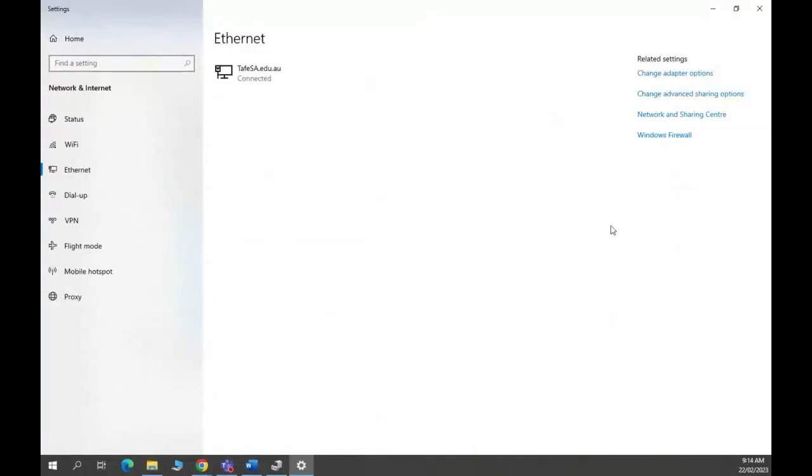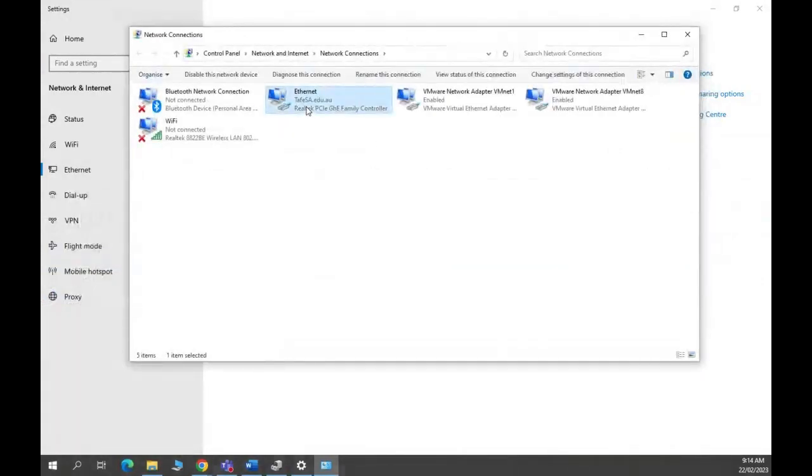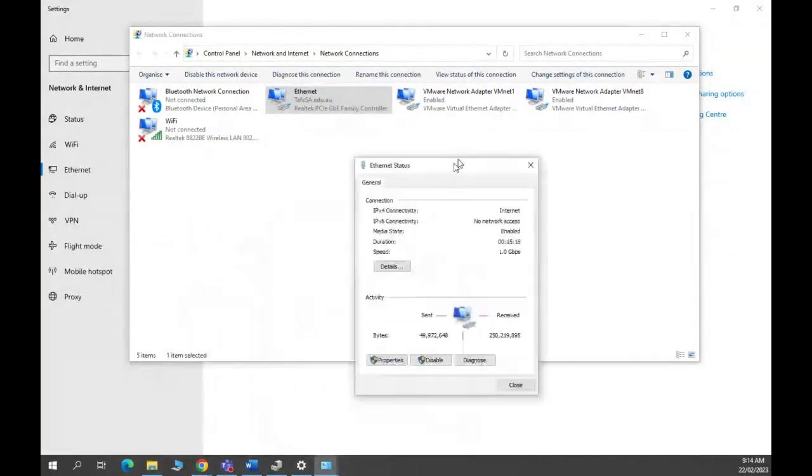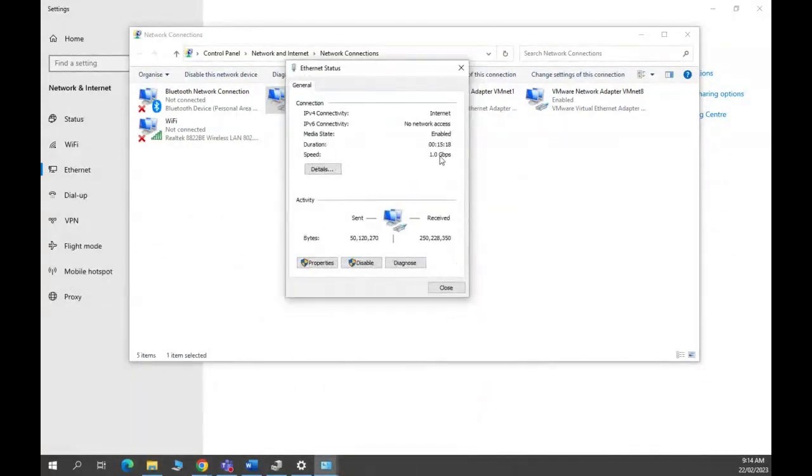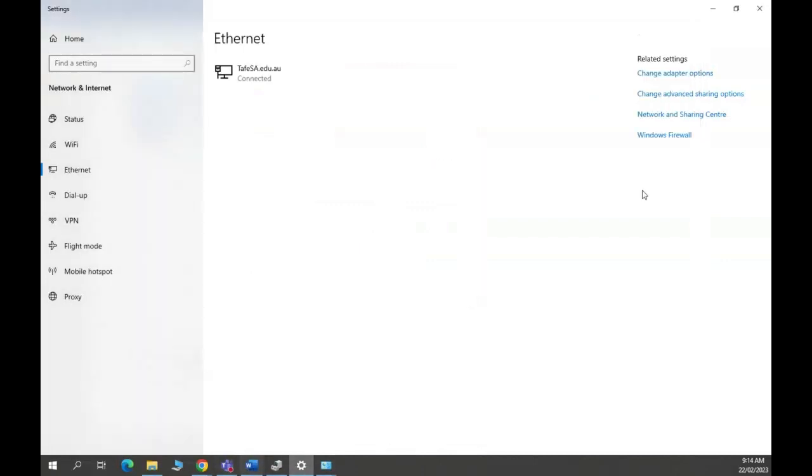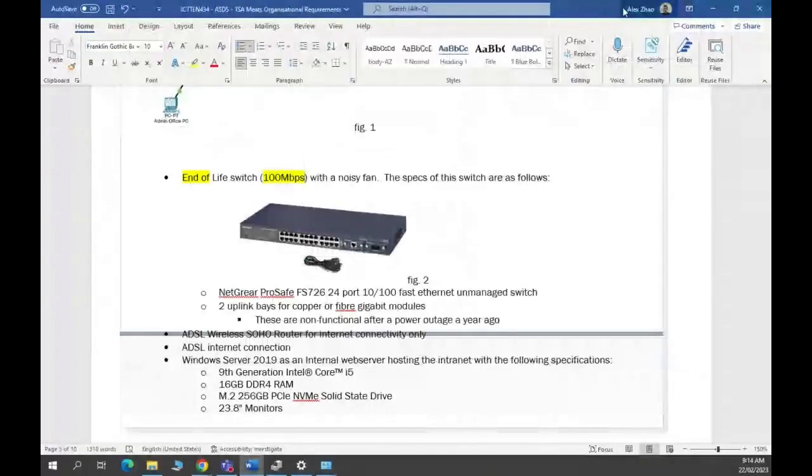And if we go to this traditional view, this is the Ethernet adapter. You can see that's the PCI Express gigabit. And if we open this up, you can see that the speed is 1 gigabit. Okay, that's effectively 1024 megabits per second, which, if we're going back to our thing, is about 10 times faster than this. Okay, you can see that that's at the end of life.